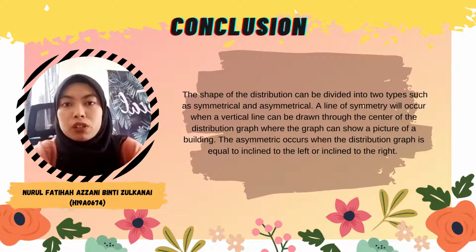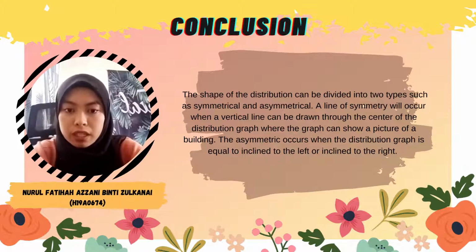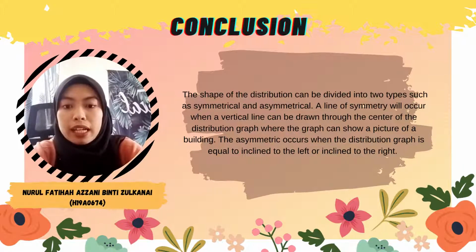Okay, for conclusion, the shape of distribution can be divided into types such as symmetrical and asymmetrical. The asymmetrical occurs when the graph is inclined to the left or inclined to the right.